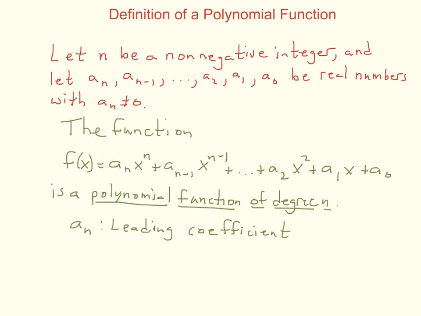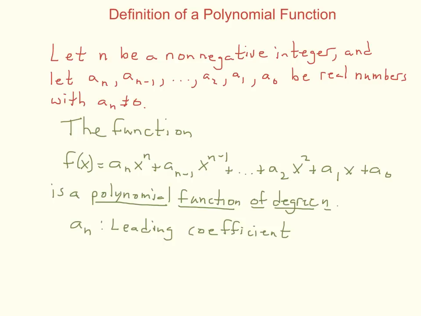Basically, we're going to let n be a non-negative integer. So what that means is it's not negative. It could be 0, 1, 2, 3, 4, and so forth. And we're going to let a sub n minus 1, all the way down to a sub 2, a sub 1, and a sub 0, all those values right there, be real numbers. So there's going to be something that shows up on the number line. And the other condition that we have is that a sub n cannot be 0. It can be any other number, just cannot be 0.